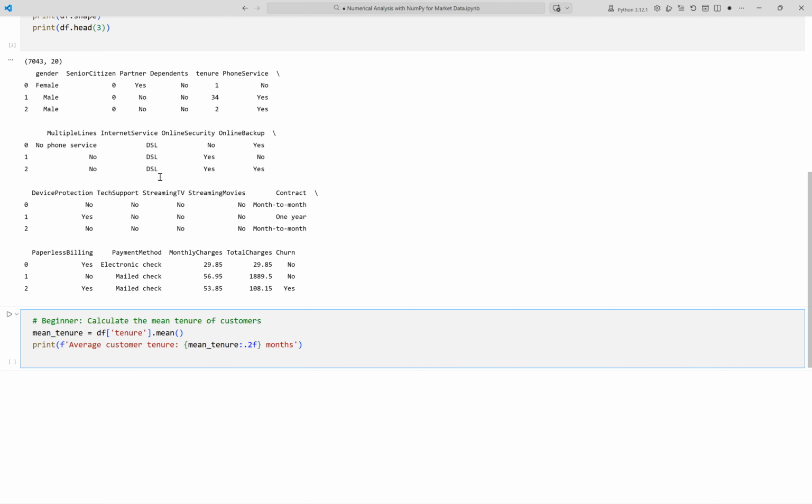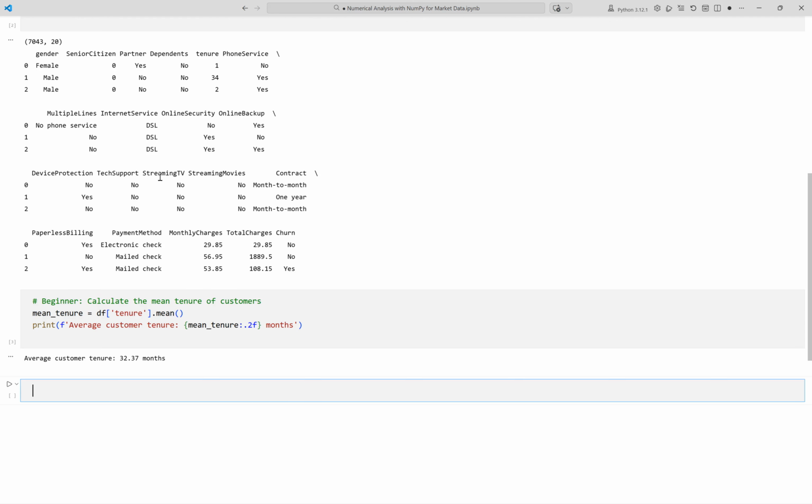Running the cell now. This output shows the average customer tenure calculated from the dataset, which is about 32.37 months. Notice that the code summarizes a key metric, customer tenure, by correctly aggregating a numeric column, reinforcing the importance of validating data types before analysis. This step helps beginners understand how to extract meaningful averages from market data, ensuring accurate insights into customer behavior. Practice. Try calculating the median tenure, which gives a better sense of typical customer duration.